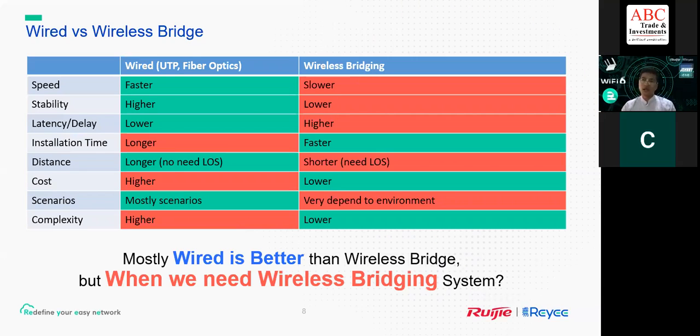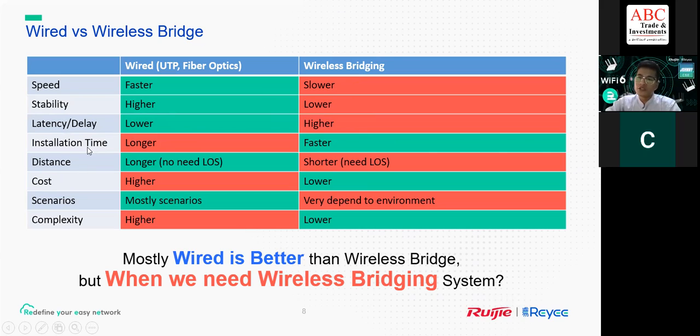This is the wire and wireless bridge comparison. As you can see here, for wire, we can use UTP or fiber optics. Firstly, we can measure the speed. Speed is faster for wire, but lower for the wireless bridge, and stability is higher for wire. For latency and delay, wire is lower, and there is not too much interference for wire. But if you use a wireless bridge, we have some interference with the radio frequency, right?